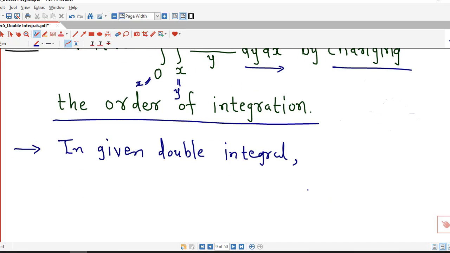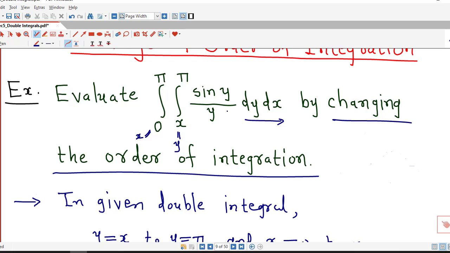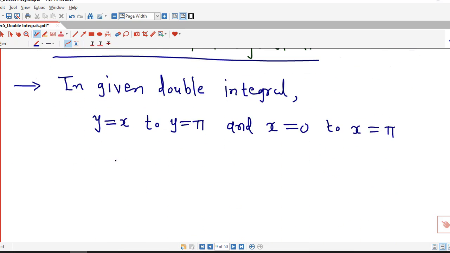So y is from y equal to x to y equal to pi, and x is from 0 to pi. So from this we write that the limits of integration in the given integral are y from x to pi, x from 0 to pi. So we can see we have these different curves here. y equal to x is a line passing through the origin. y equal to pi is a horizontal line. This is the y axis, and this is a line parallel to the y axis.